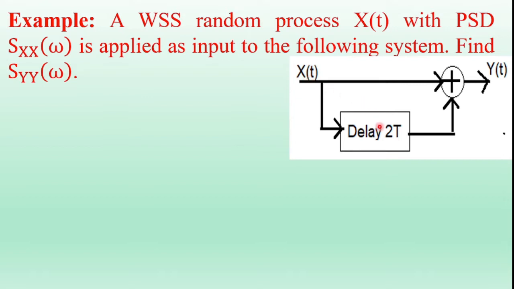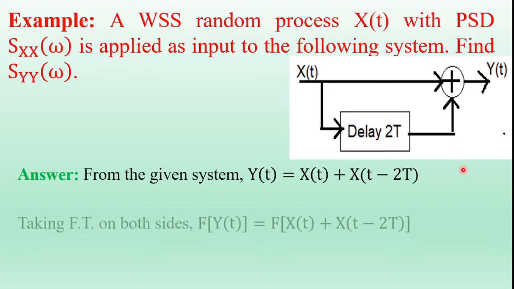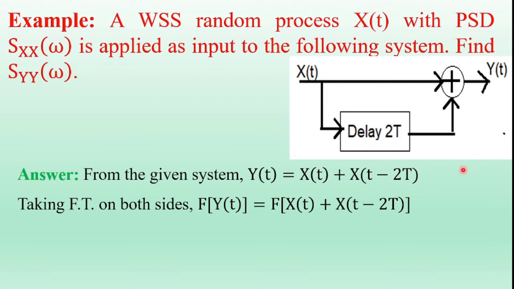Here the delay element is 2t seconds. From the given figure, the output of the system is y of t equals x of t plus x of t minus 2t. In this equation, taking Fourier transform on both sides, the Fourier transform of the LHS term is equal to the Fourier transform of the RHS term.